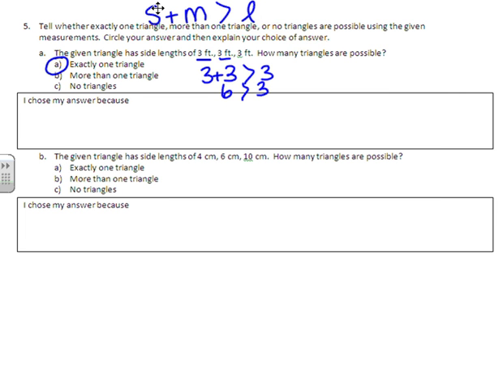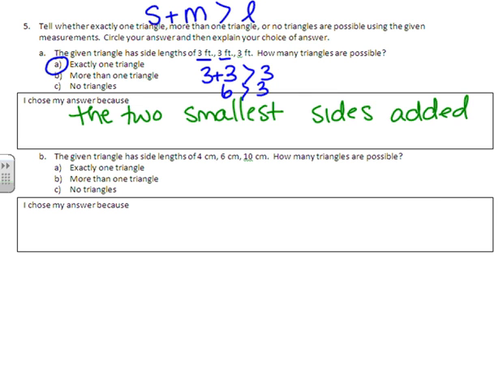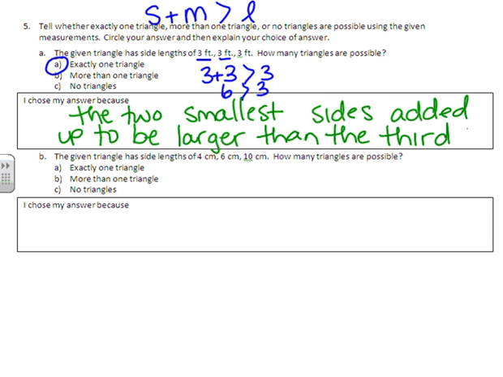So I chose my answer because the two smallest sides added up to be larger than the third side. And then you might also want to reference this theorem up here and say that if that's true, then you get a triangle. Part B, we have 4 centimeters, 6 centimeters, and 10 centimeters.